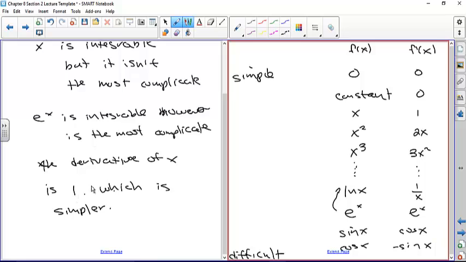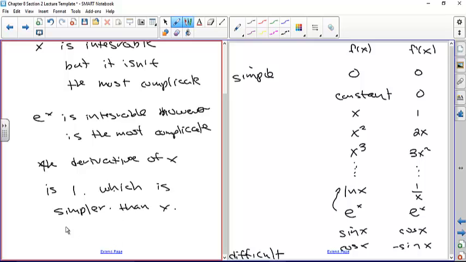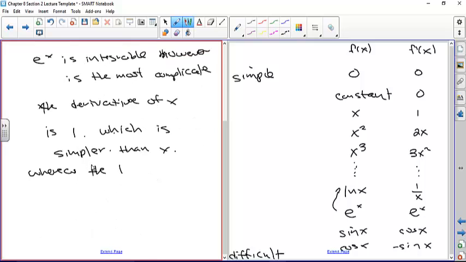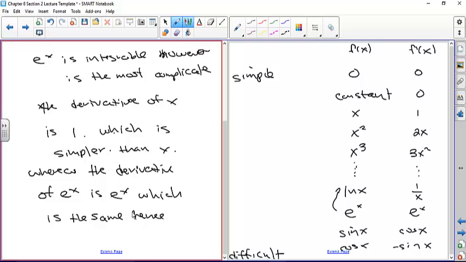So the derivative of x is 1, which is simpler than the original function x, whereas the derivative of e to the x is e to the x, which is the same, hence not simpler. I don't think that's the right spelling, simpler.